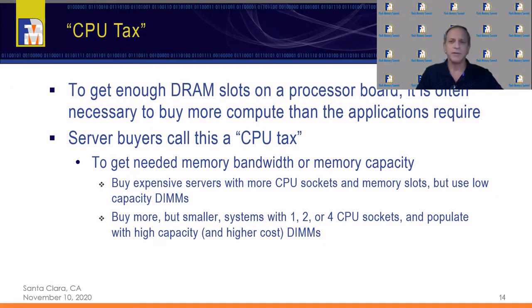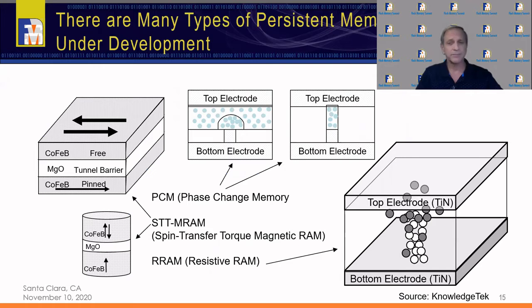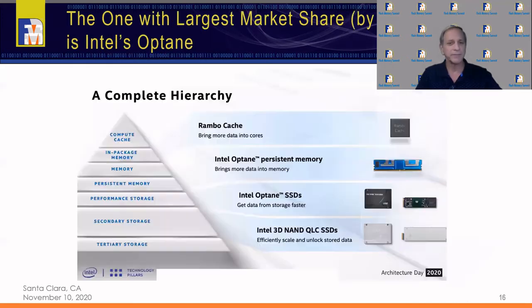What if we could use cheaper, higher capacity non-volatile or persistent memory in the DDR bus? Flash is too slow, but there are other technologies to consider. There are many types of persistent memory, or PMEM, available or under development. These include various types of magnetic RAM, phase change memory, and resistive RAM. The persistent memory with the largest market share by far is Intel's Optane, utilizing their 3D XPoint technology, which some characterize as a type of phase change memory.